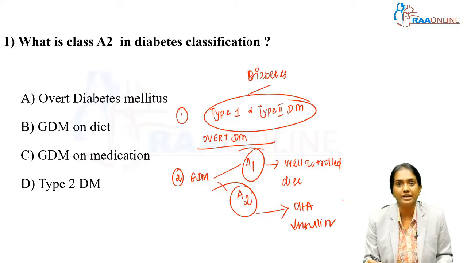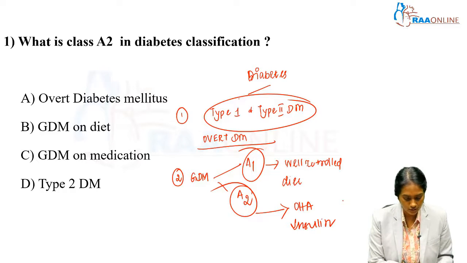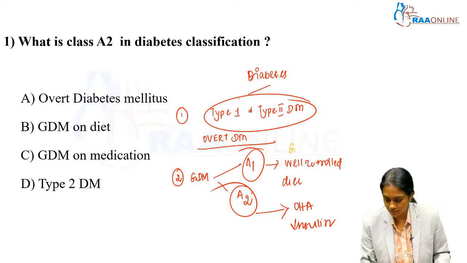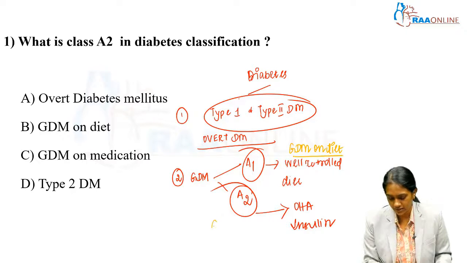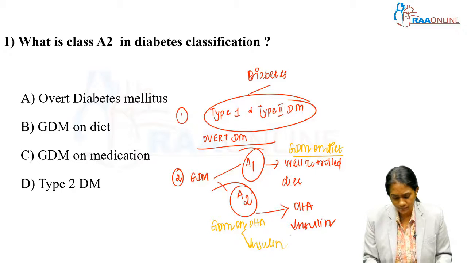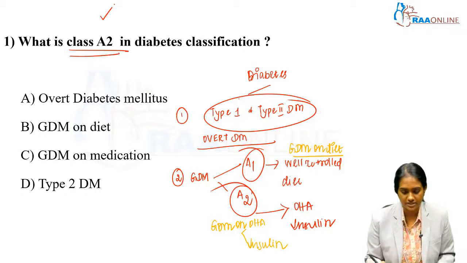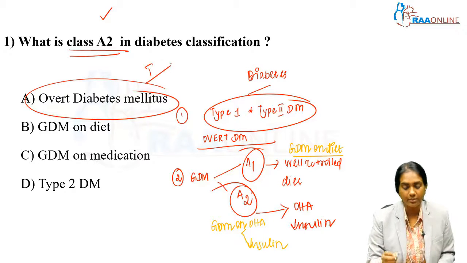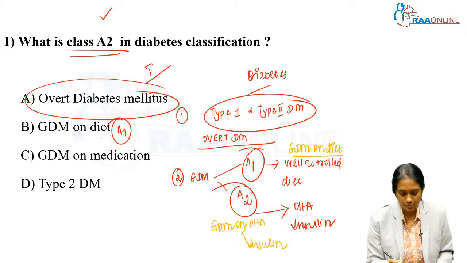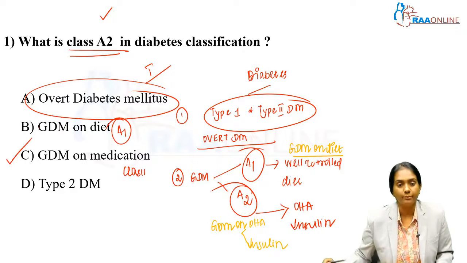So A1 is GDM on diet, and A2 will be GDM on medication, either OHA or insulin. Okay, so now moving on to the question. What is class A2 in diabetes classification? Overt diabetes will come under type 1, which is entirely different. GDM on diet is class A1. GDM on medication is class A2. So class A2 is GDM on medication.